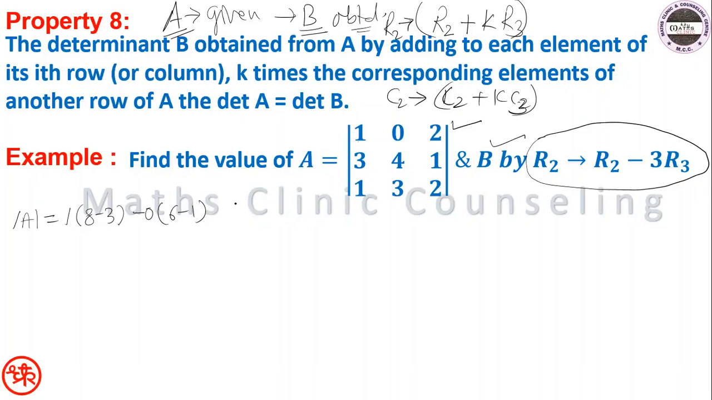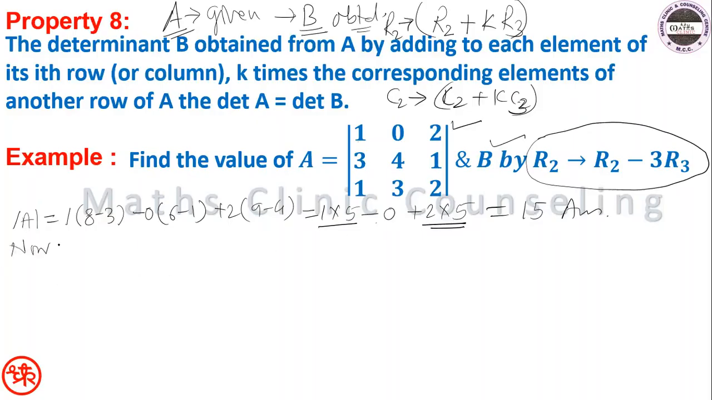then plus 2 multiplied by 9 minus 4. So it is equal to 1 multiplied by 5, minus 0, plus 2 multiplied by 5. So what is the answer? 5 plus 10, that 0 term vanished. So it is 15. Answer. Now we construct B.